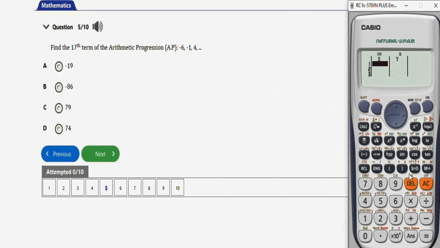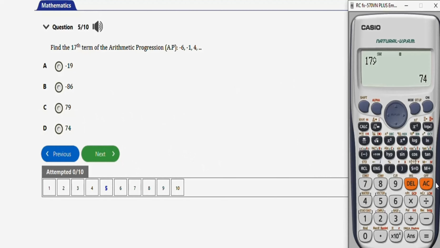So we have up to 3 terms. Let's make it only 2, 1 and 2. Alright, so the first term is minus 6 and the second term is minus 1. So the values are stored. Okay, we have to find the 17th term. So press shift this option 1, regression option 5. So come here and put 17, then press equal to. So we have it was 74. Option D, the right answer.